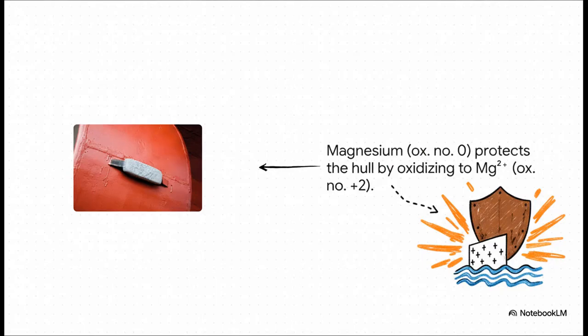And this isn't just some abstract theory for a textbook. It has really powerful practical uses. See this block of magnesium on the hull of a ship? As a pure element, its oxidation number is 0. But it's put there on purpose to rust, or oxidize, instead of the steel. When it does that, its oxidation number changes to +2. It literally sacrifices itself to protect the entire steel hull from corroding. It's a perfect real-world example of this hidden logic at work.